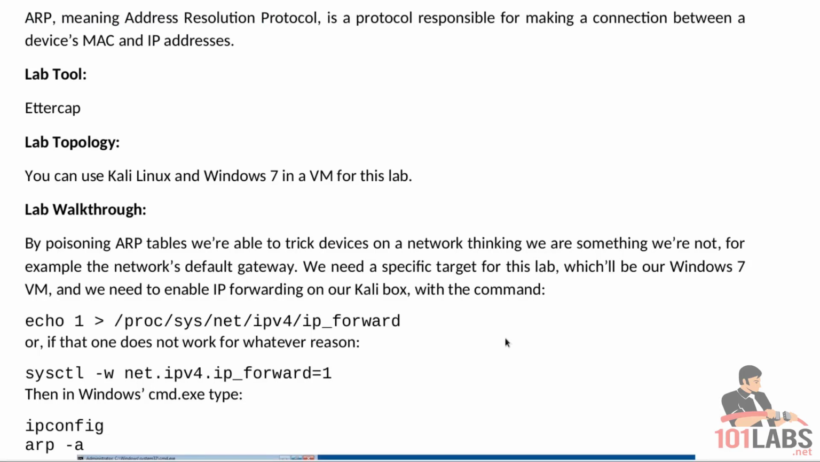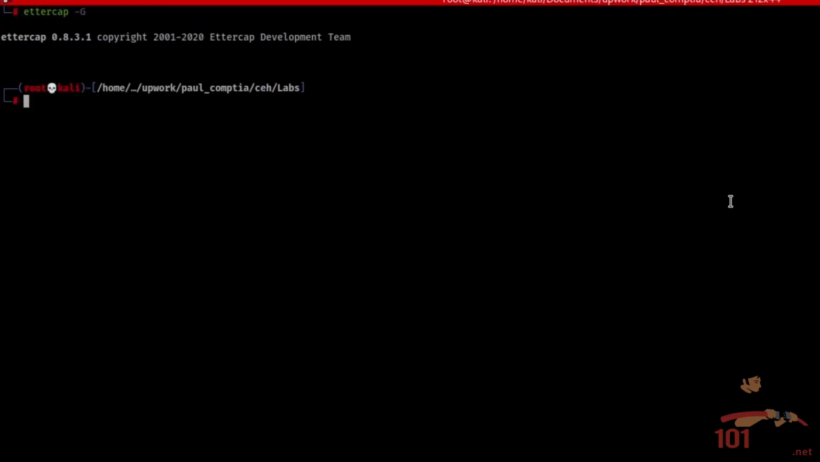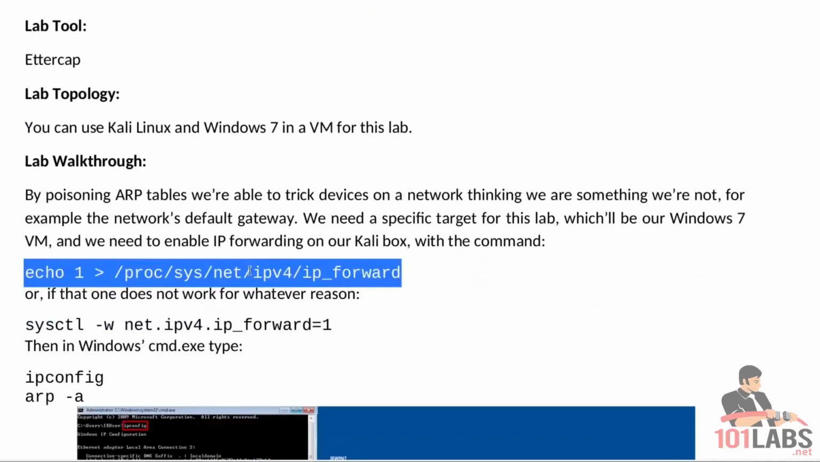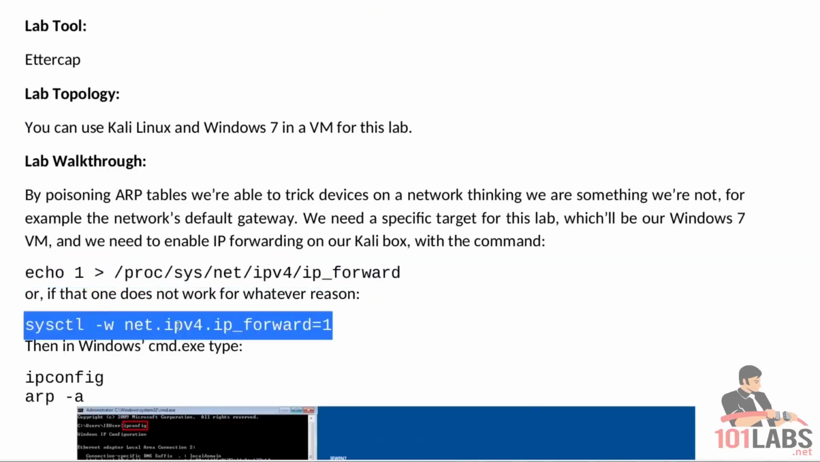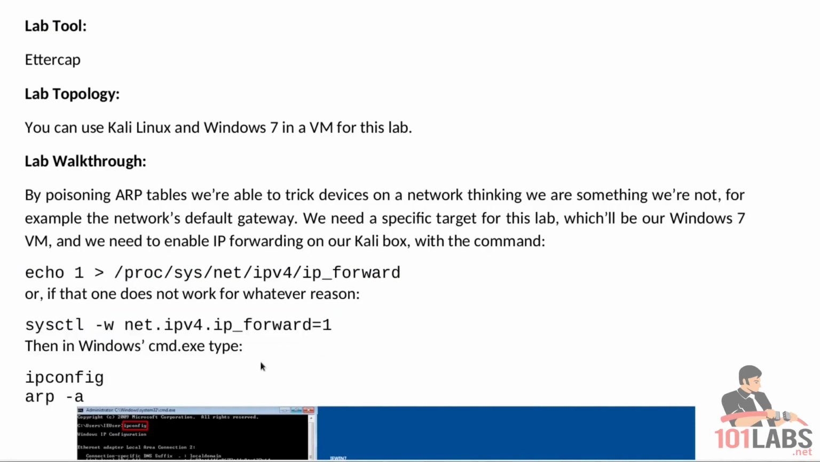We need a specific target for this lab, which will be our Windows 7 virtual machine, and we need to enable IP forwarding on our Kali box with the following command. This is echo 1, and then we send this into /proc/sys/net/ipv4/ip_forward. Press enter. If that doesn't work, you can use this alternative command, sysctl -w net.ipv4.ip_forward=1.